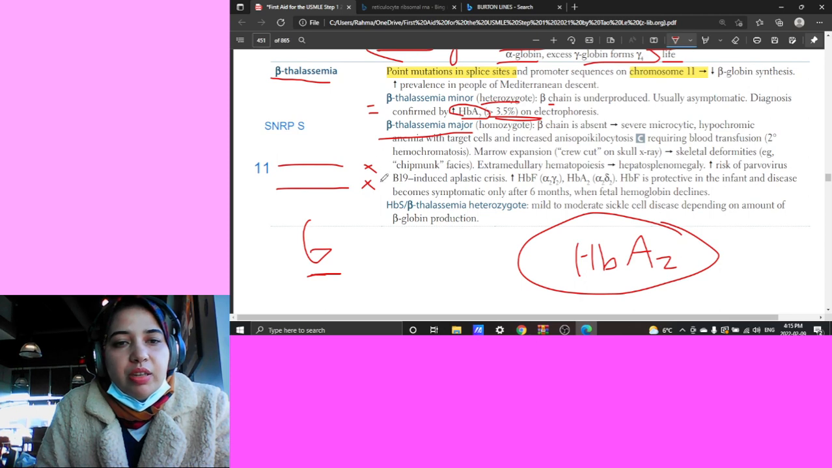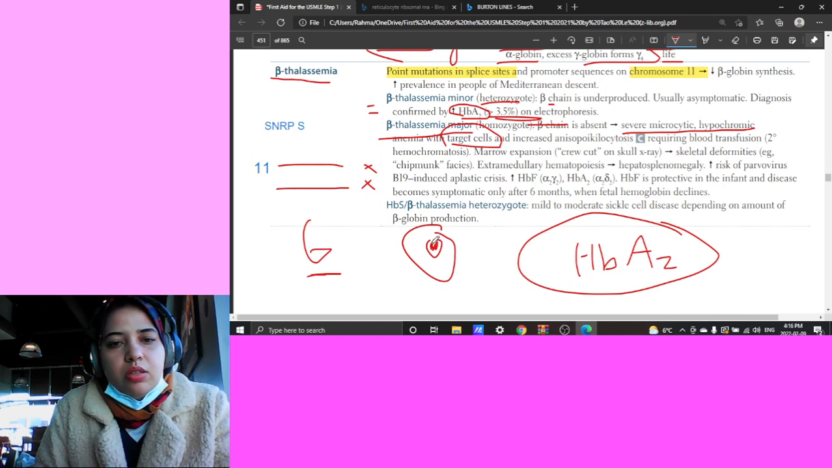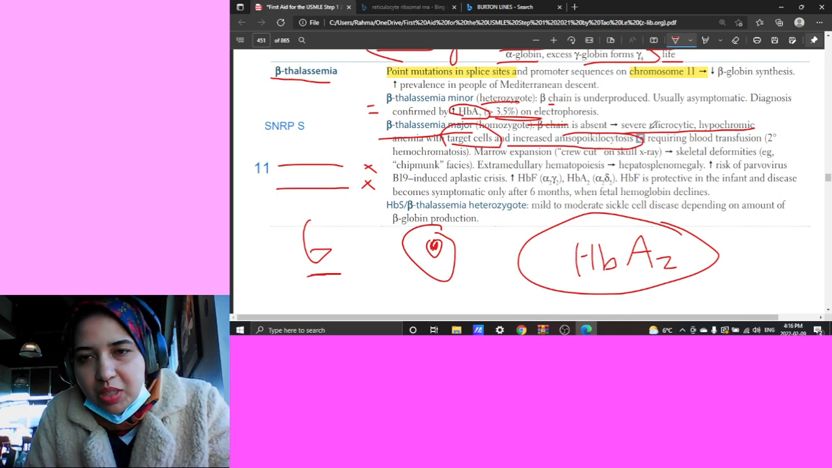Beta thalassemia major, because we have a splice site mutation on both sides, so these two are missing. So the beta chain is absolutely absent. But I need my beta chain for HbA. So you're going to have a severe microcytic hypochromic anemia with target cells. Remember, we said target cells appear in many, many places. Ischemia and beta thalassemia, if you remember. And increased anisocytosis, however you want to say that.